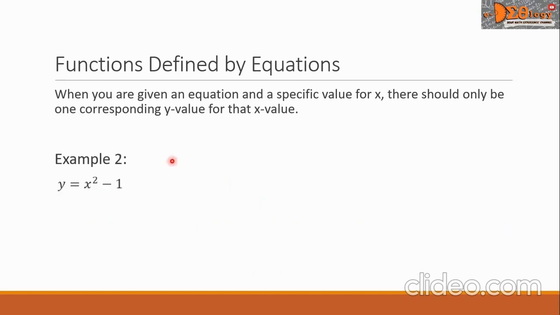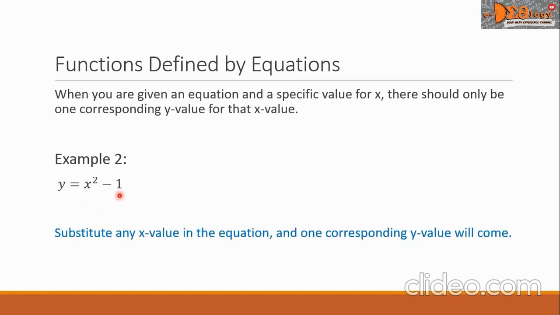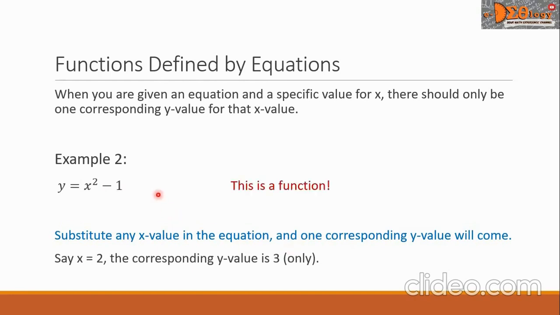Let's have example 2. y equals x squared minus 1. We will substitute again any x value in the equation and one corresponding y value will come. Suppose we put x equals 2. The corresponding y value is 3. There is no other value other than 3 will come. And we say this is a function.